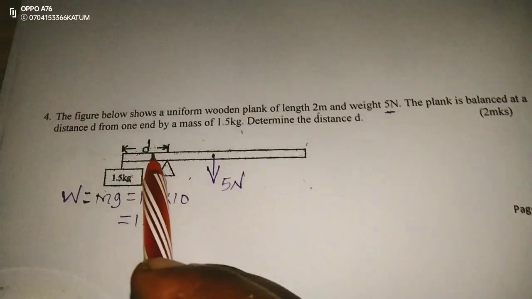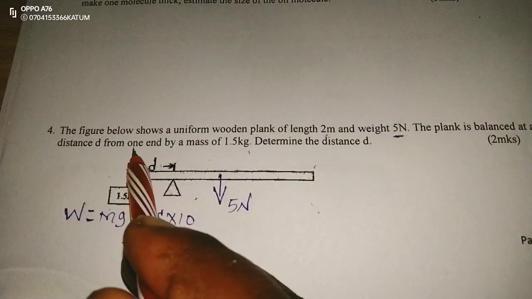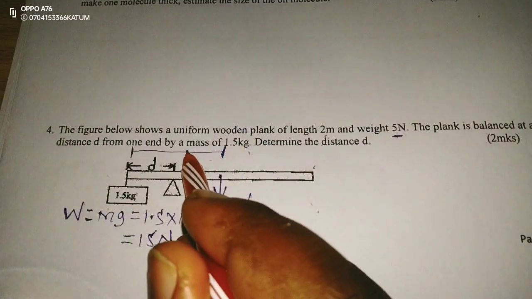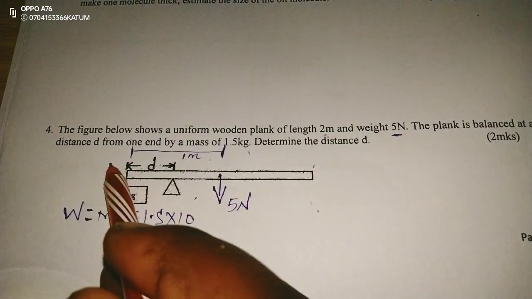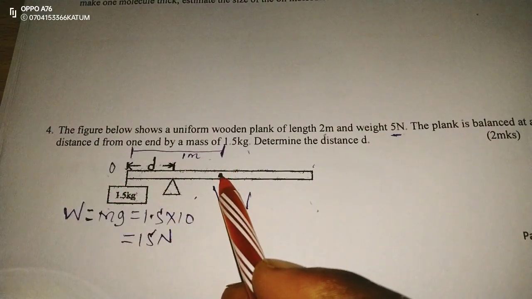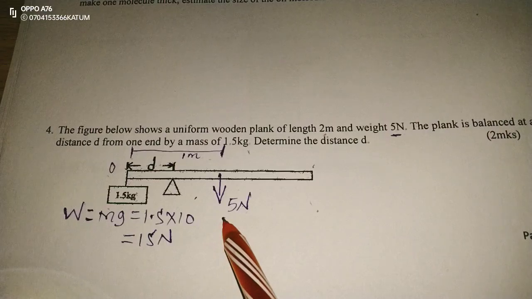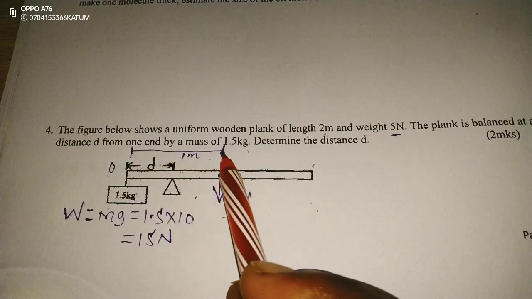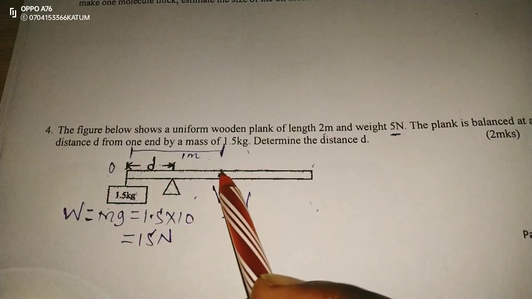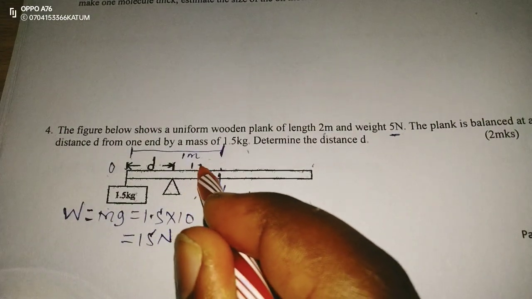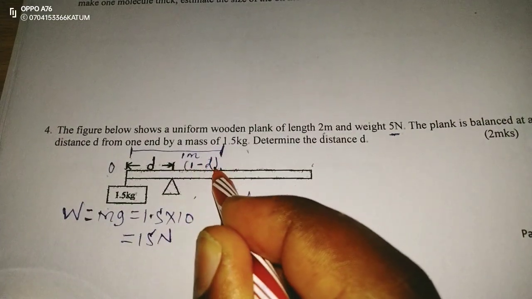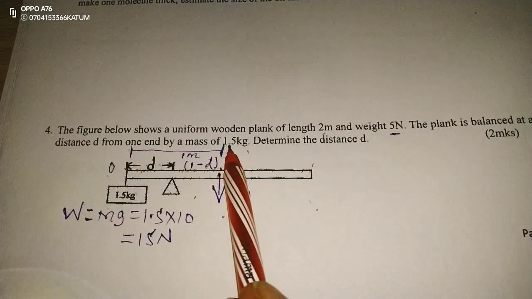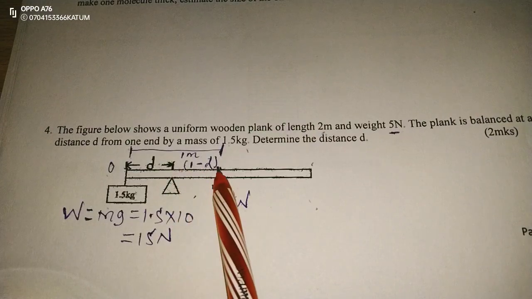We are supposed to know that because the whole plank is 2 meters long, then this is 1 meter from the 0 meter end to where the weight is acting. Because the weight should act at its geometrical center, it is going to be 1 meter. So if this is 1 meter, then we can also give this distance a description, and it can be 1 minus d, because from here to here it is d, and from here to the end it's 1 meter. So this is the remaining length, 1 minus the d.